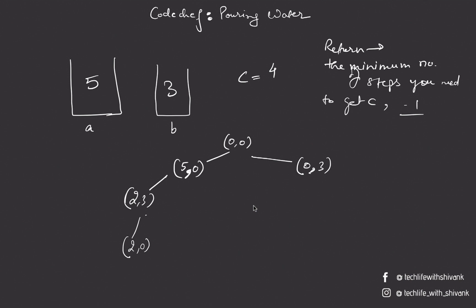Similarly, from 2, 0, we have further options to fill the first container completely, which is 5, 0. Again, this is redundant. To fill the second container completely, which is 2, 3, which means going back, which is no point going back. Or we can empty the first container, which is 0, 0, which is again a redundant option. So the only non-redundant option we have is to transfer from one container to another, which is 0, 2.